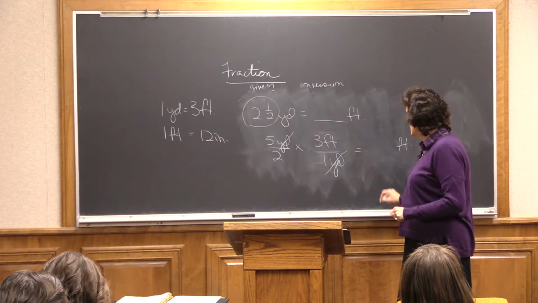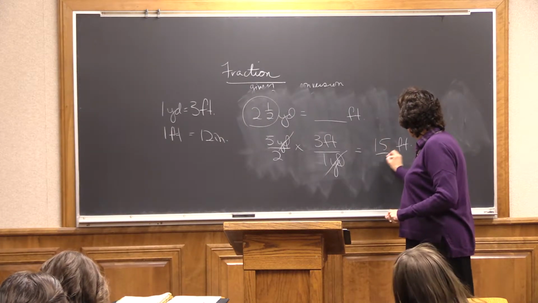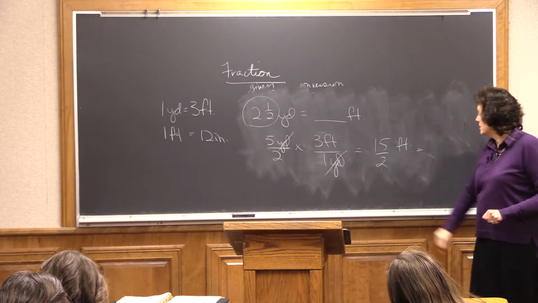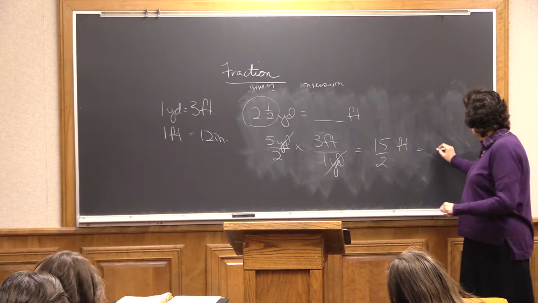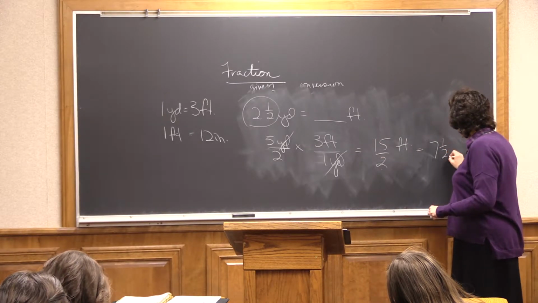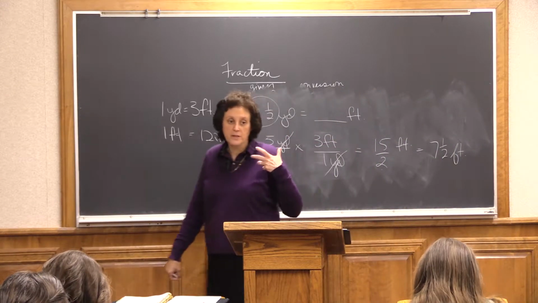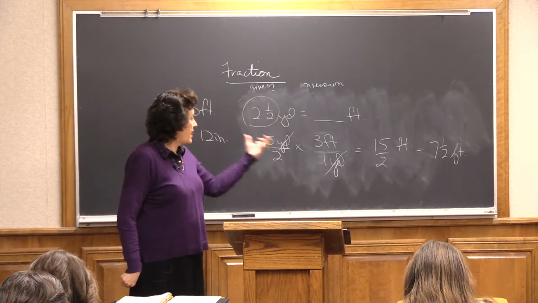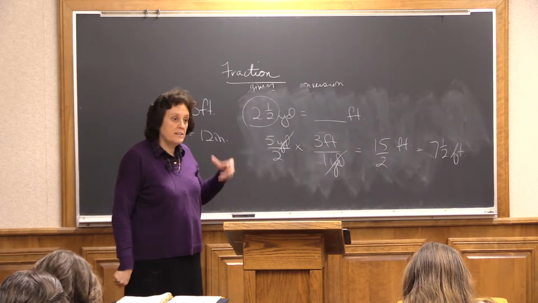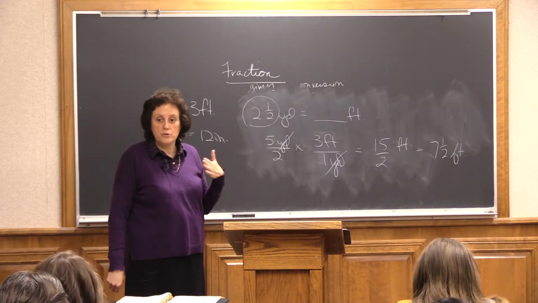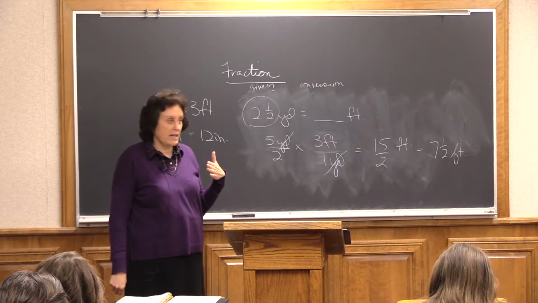So I am going to get 15 over 2. 15 halves feet, and that's a simple improper fraction. It's going to become 7.5 feet, and then I've got the problem set up correctly. I've got the fraction correct. I've got the answer correct. And I'm also learning how to do conversions. You say, I can do this in my head.